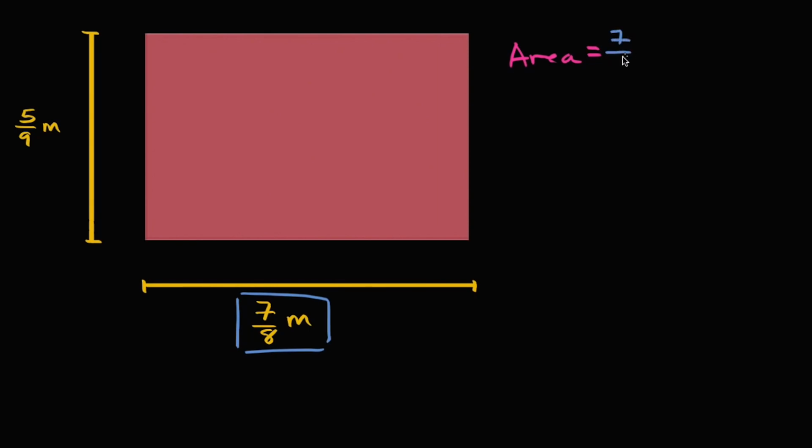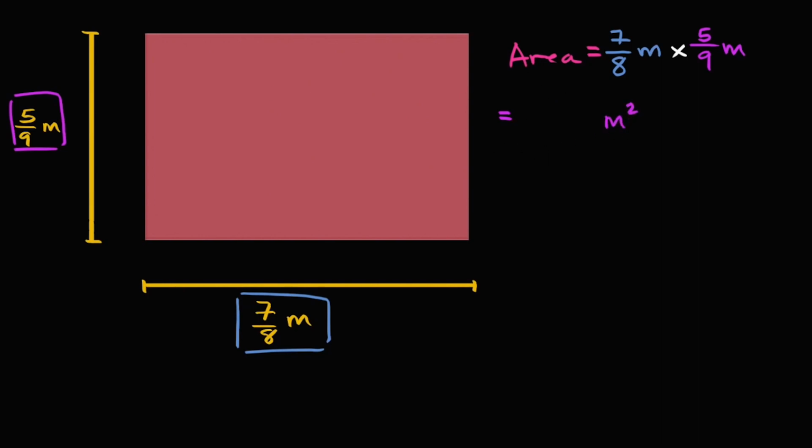So it's going to be 7/8 of a meter times the height, which is 5/9 of a meter, times 5/9 of a meter. And what's that going to get us? Well, that's just going to be equal to the meters times the meters give us square meters. So meters squared, we could write it like that.